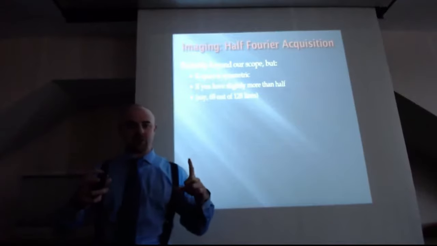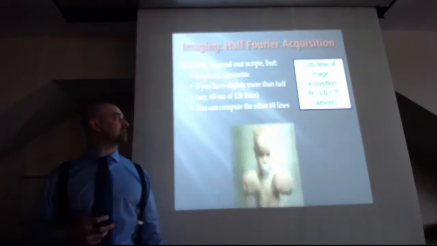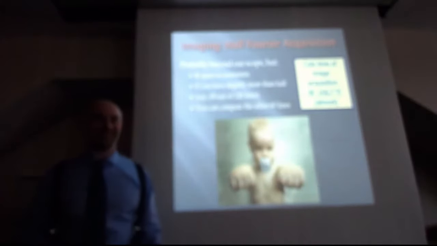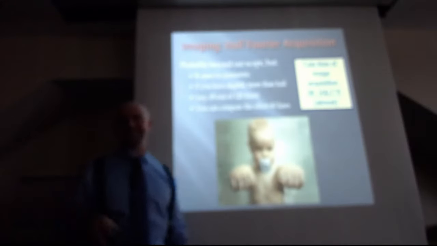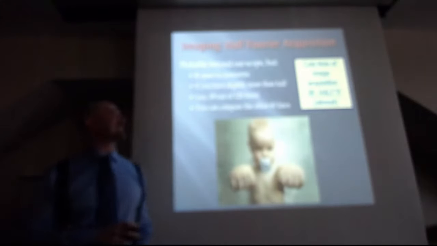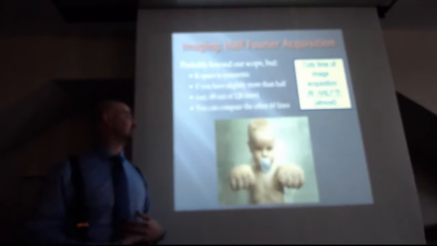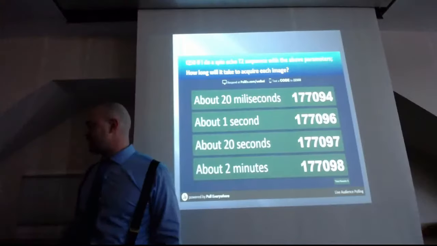When you slightly oversample like that, you can get away with just acquiring 68 lines, and you compute the others mathematically. That's math, baby. Yeah, you like it. This will cut your acquisition time basically in half. So it's great. We love it. All right, now for some interactive questions.